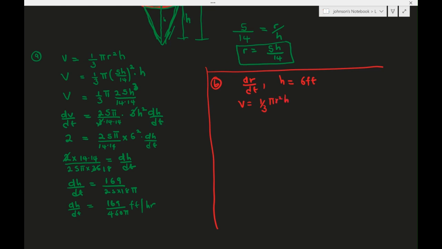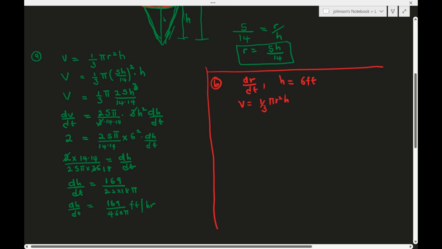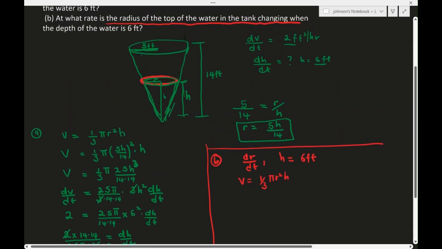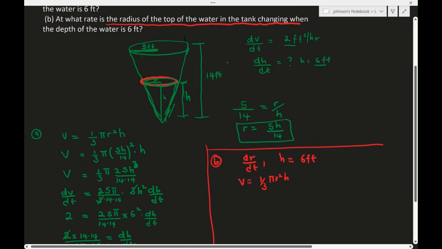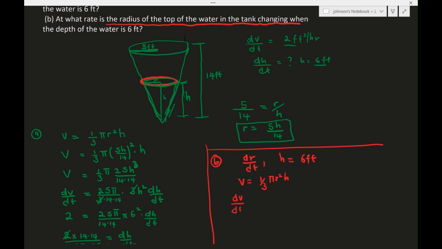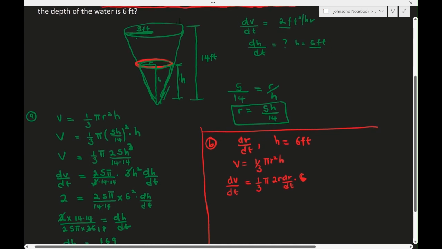Pi r squared h. So in this case, we know what h is, but we don't really know what r is here. So we need to know the rate of change of this height. So here, if you say dV/dt, if you know dV/dt, this is going to be 1 over 3. Now, what we are going to have is pi times 2r times dr/dt. But in this case, we're going to fix h because we know that h is 6 feet. But now, what we don't know is the small r.